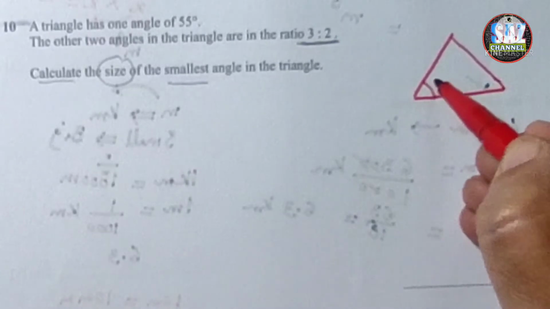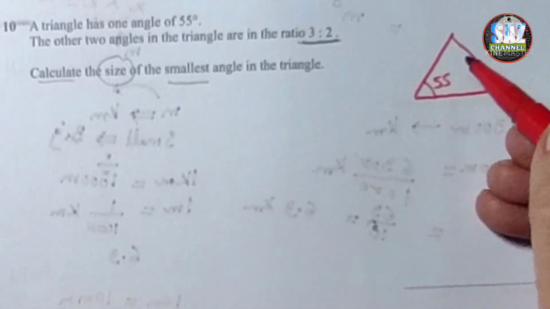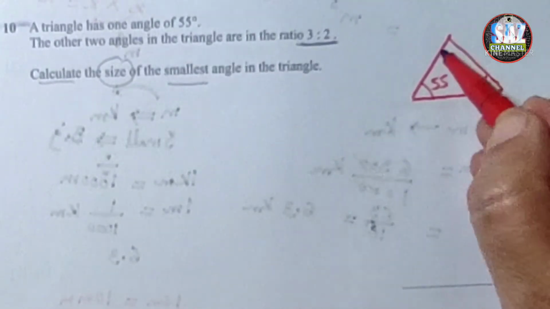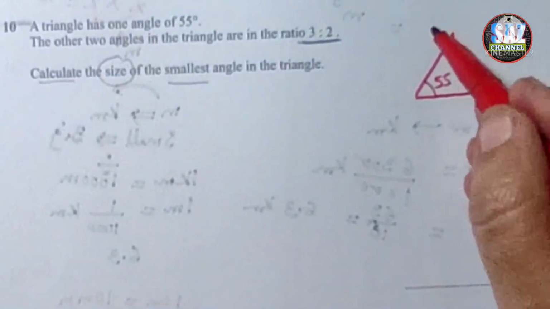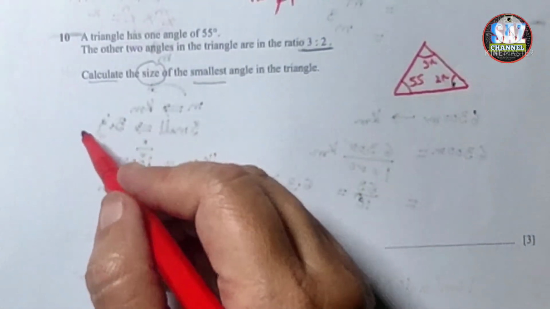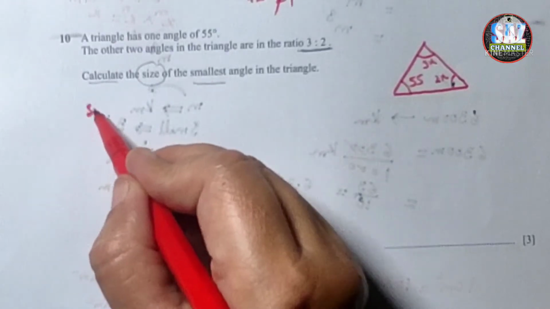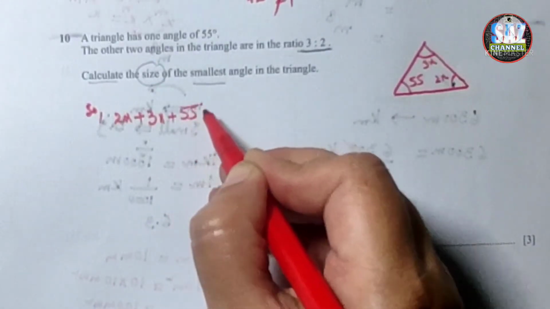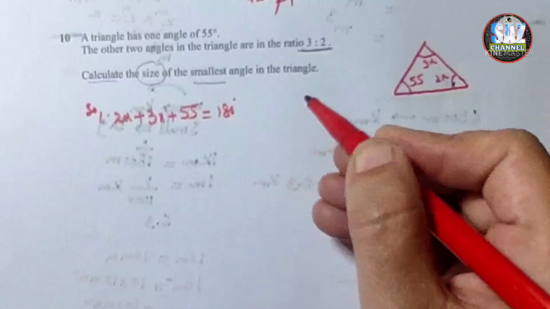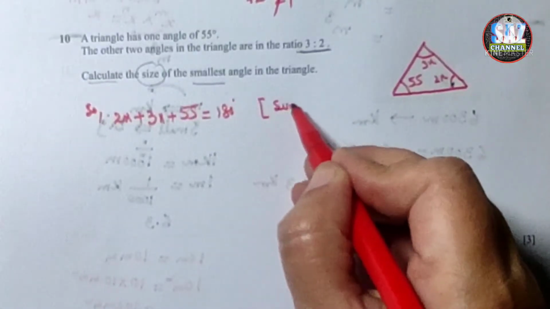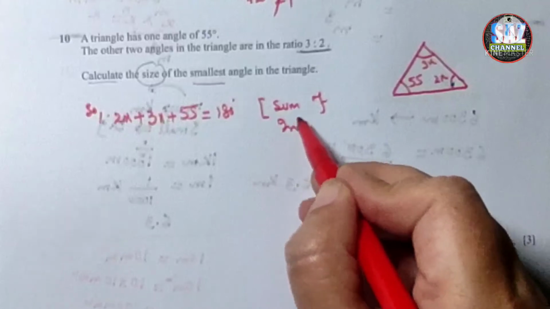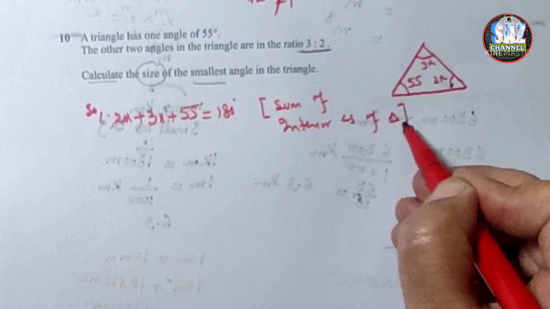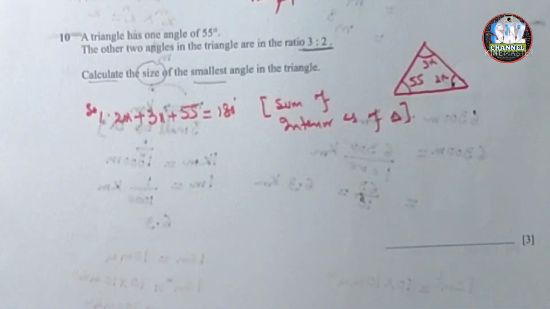One of the angles is of measure 55 degrees, and if I'm taking the rest of the angles as x, one angle will be 2x and the other will be 3x. As we know, the sum of interior angles of a triangle equals 180 degrees. So 2x plus 3x plus 55 equals 180 degrees. Sum of interior angles of triangle. You must support each step in a geometry question with reasons.